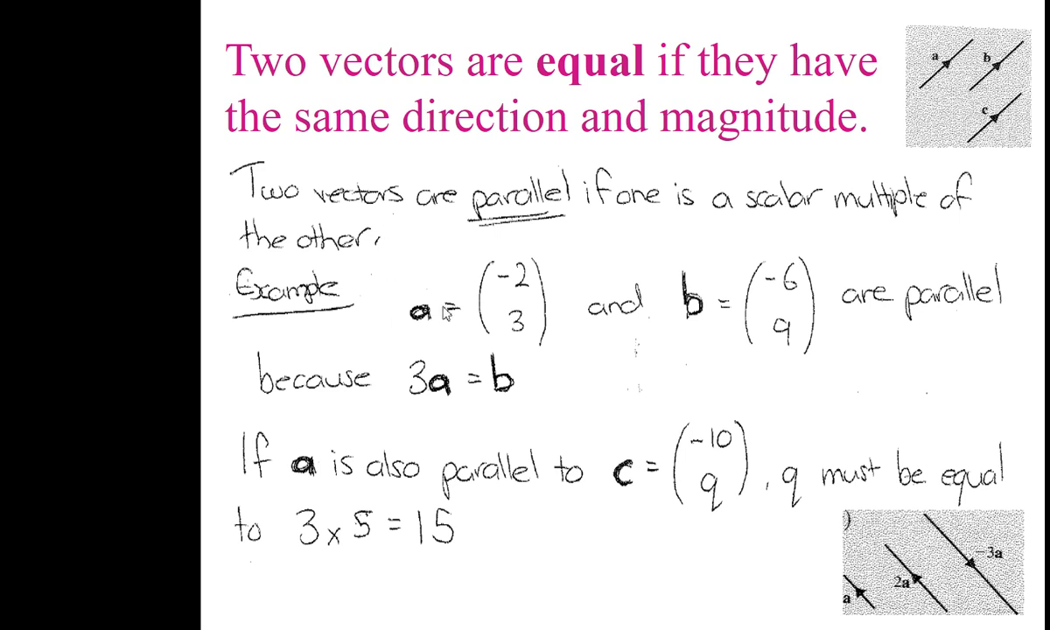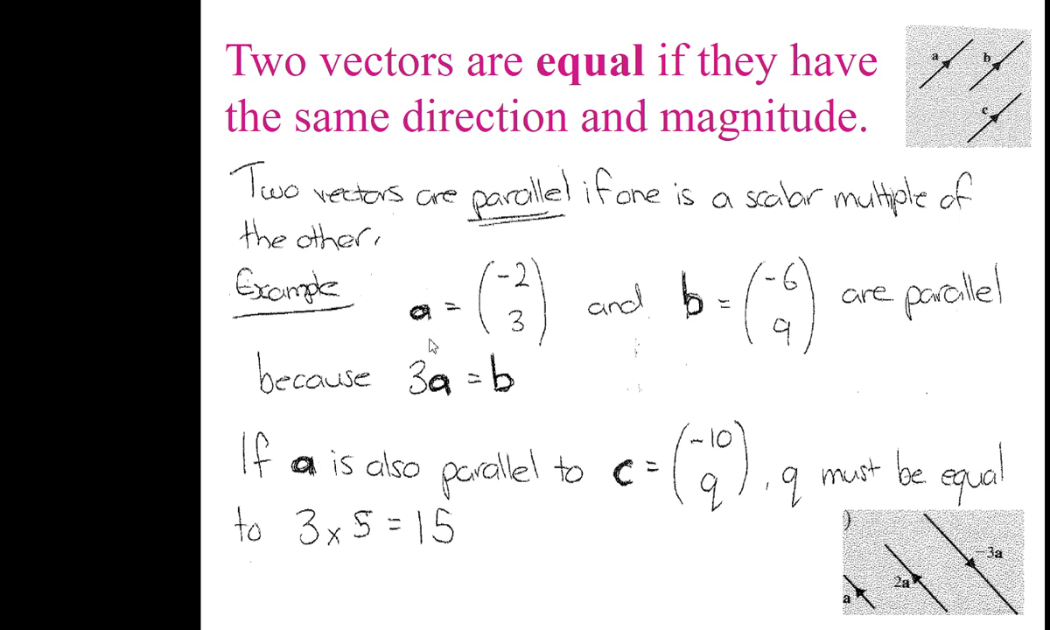Example. Vector A, let's say for example, is minus 2, 3. So to make vector A, you go left 2 and you go up 3. To make vector B, you go left 6 and up 9. These two are parallel because if you multiplied these both by 3, you would get this one.